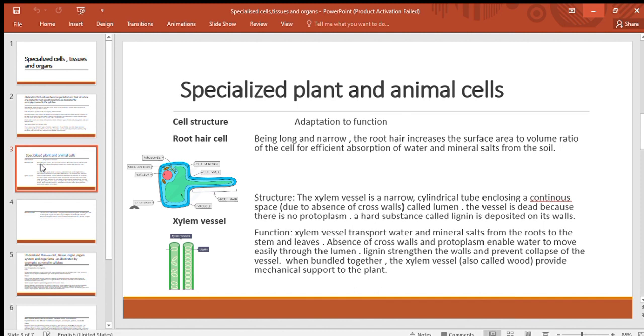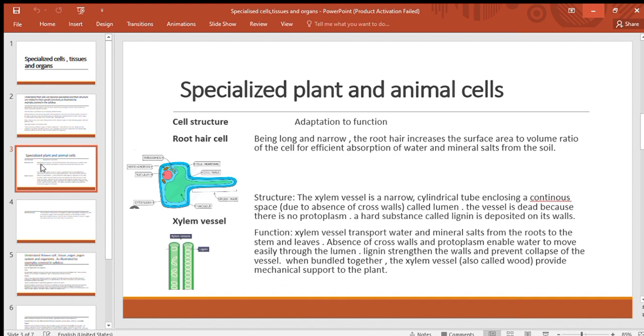Next is the xylem vessel. Structure of the xylem vessel: the xylem vessel is a narrow cylindrical tube enclosing a continuous space, called the lumen, due to the absence of cross walls. The vessel is dead because there is no protoplasm, and on its wall there is the deposition of a hard substance called lignin.